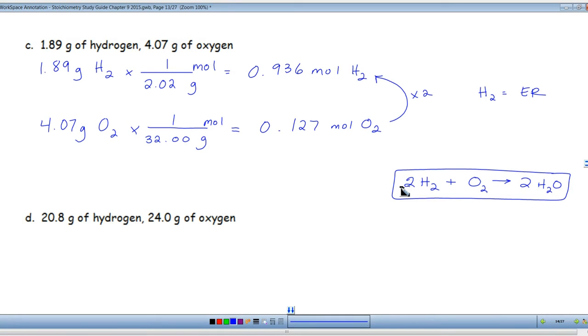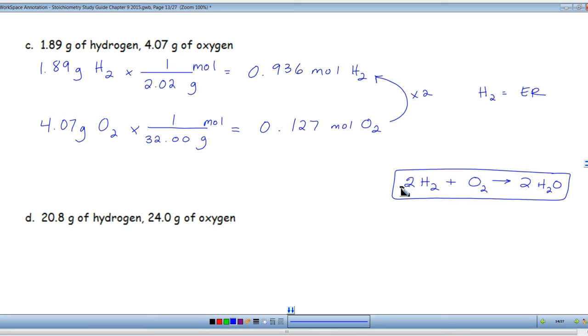Like 0.127 times 2 is about 0.25-ish. It's not even close to 0.93. That 0.93 is well in excess. I don't even need to plug it in my calculator to know that. There is way more than twice as much hydrogen compared to the oxygen.